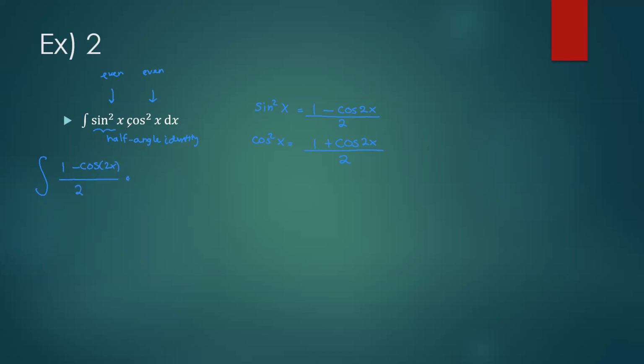Okay, times, and then I'm going to replace cosine square x with 1 plus cosine 2x over 2. And then don't forget the dx. Okay, and then just simplify by multiplying and collecting like terms. So on the top, 1 minus cosine 2x times 1 plus cosine 2x. That is going to be 1 minus cosine square of 2x dx. And then on the bottom, 2 times 2 is 4.